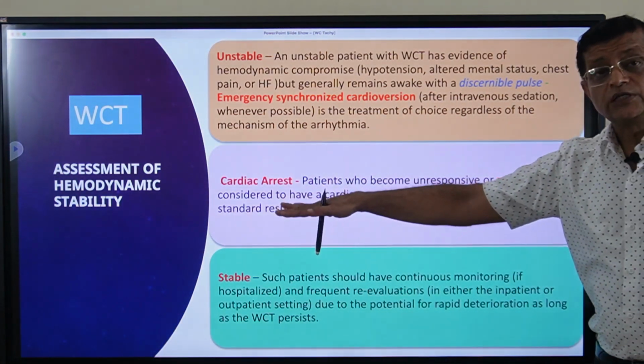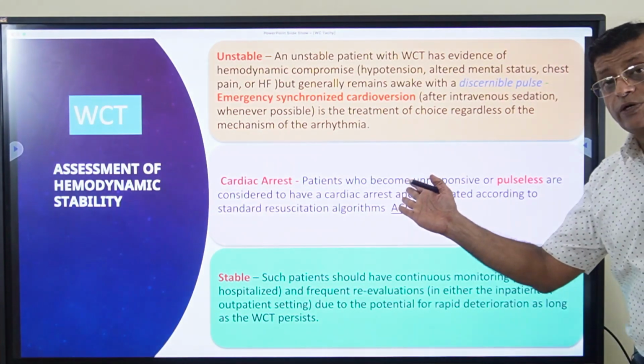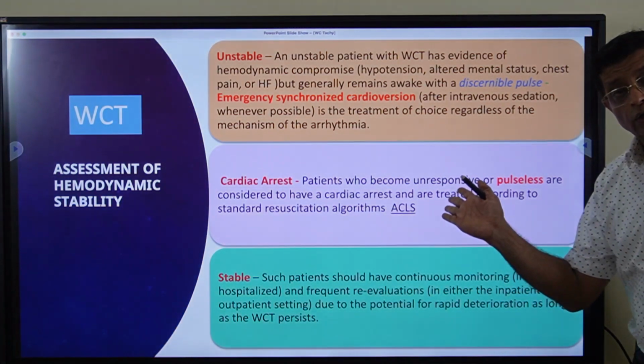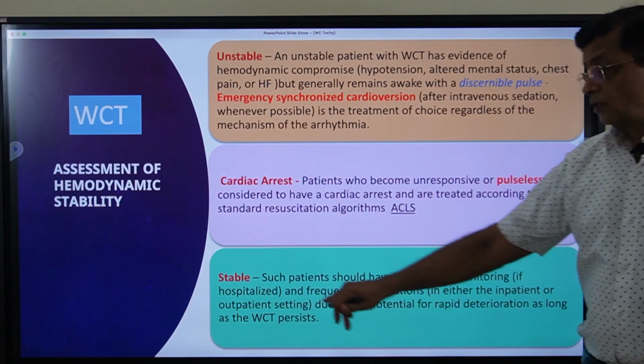Second category of patient is pulseless VT, wide complex tachycardia with absent pulse. Such a patient will be treated as cardiac arrest. So you have to follow the ACLS guidelines, cardiac arrest algorithm. Lastly, the patient is stable.